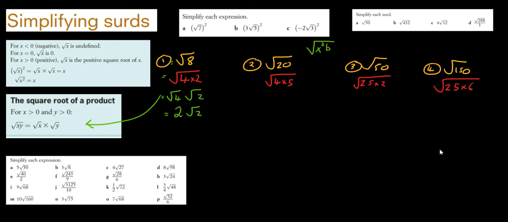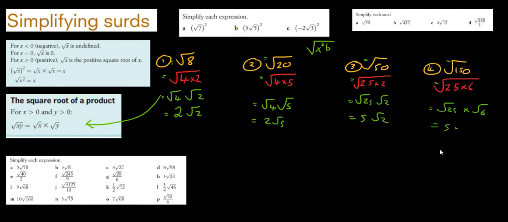So hopefully you've done that now. So we can rewrite the square root of 8 as 2 root 2. We can rewrite the root of 20 as 2 root 5. We can rewrite the root of 25 times the root of 2 as 5 root 2. The root of 25 multiplied by the root of 6 is 5 root 6.